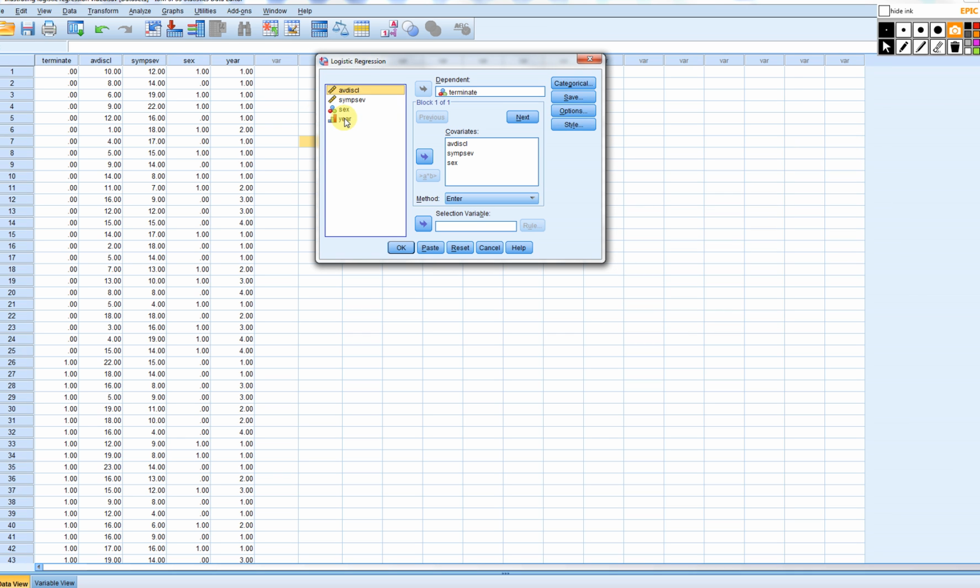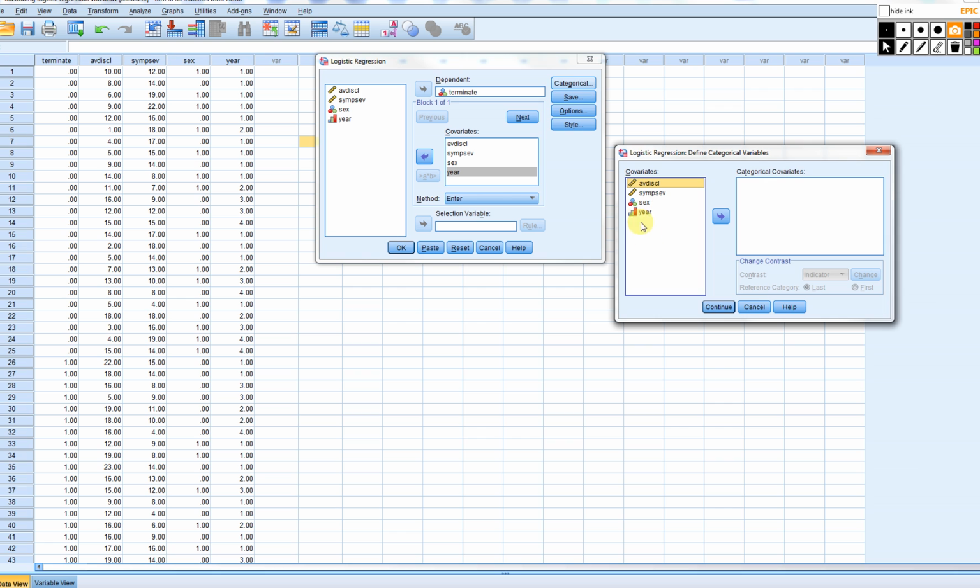So that's essentially what I'm going to do. I'm going to go ahead and move year over, click on categorical, and then say, all right, year, I want this to be treated as a categorical covariate. And so it's going to create a set of dummy variables. Now, if I'm doing this, I have to decide which group is going to be a baseline category against which all the other groups are compared.